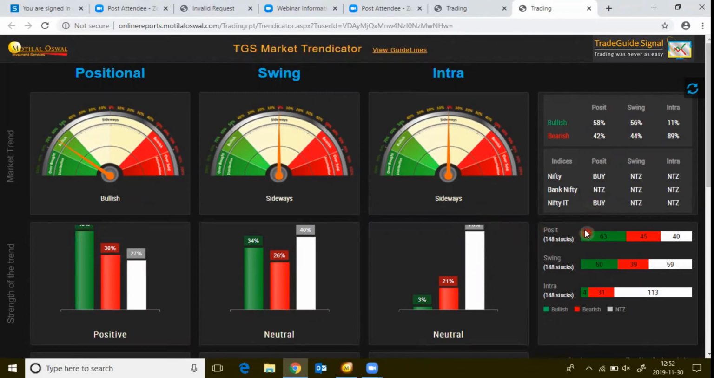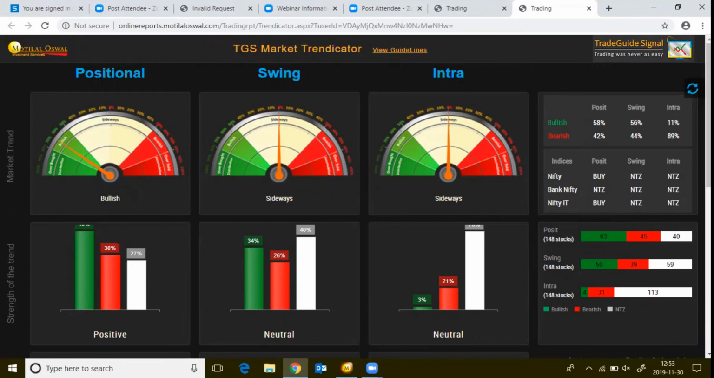Because out of the 148 stocks, these 148 stocks are nothing but your cash and futures stocks. Okay. These are those stocks which are trading in the cash market as well as in the futures market. So out of the 148 stocks, the majority, that is 63% of stocks, are in the bullish zone. That is why the strength of the trend is showing highest for the bullish zone, right? On the right hand side, it is given in the form of number of stocks, whereas on the left hand side, it is given in the form of a bar chart or percentage.